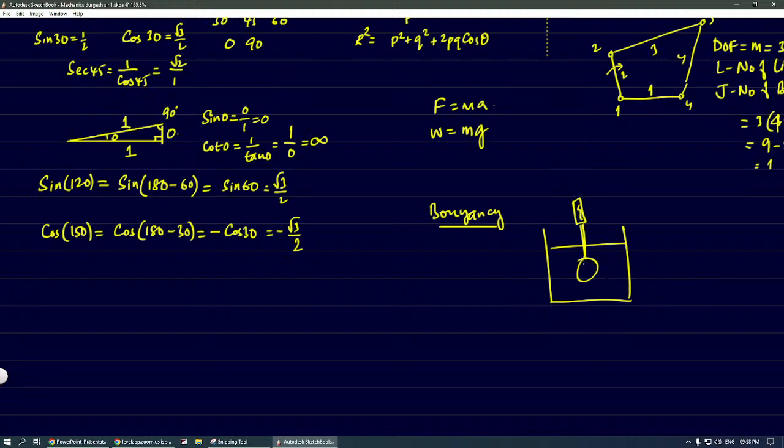It depends on the density of the water, sir. It depends on how much water is displaced. So the weight of the water that is displaced will be subtracted from the weight of the object, and that weight you will get here. So the upward force that is acting, which is called the buoyancy force, is equal to the weight of the water which is displaced.